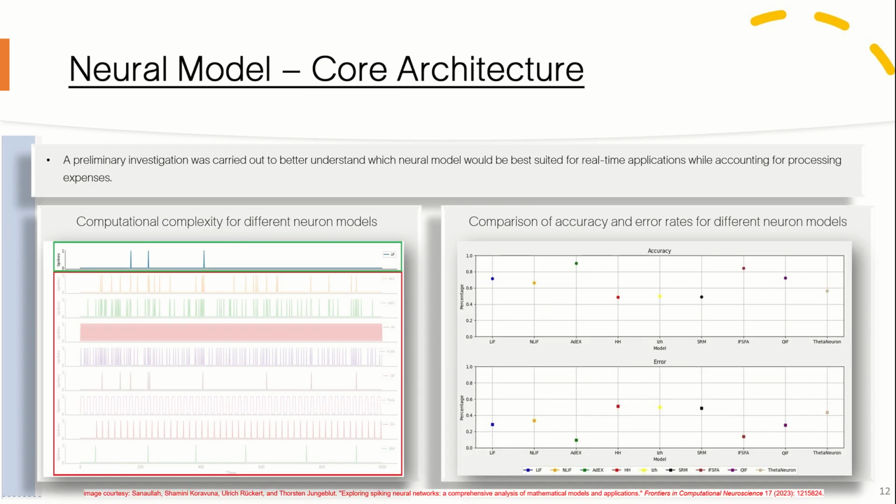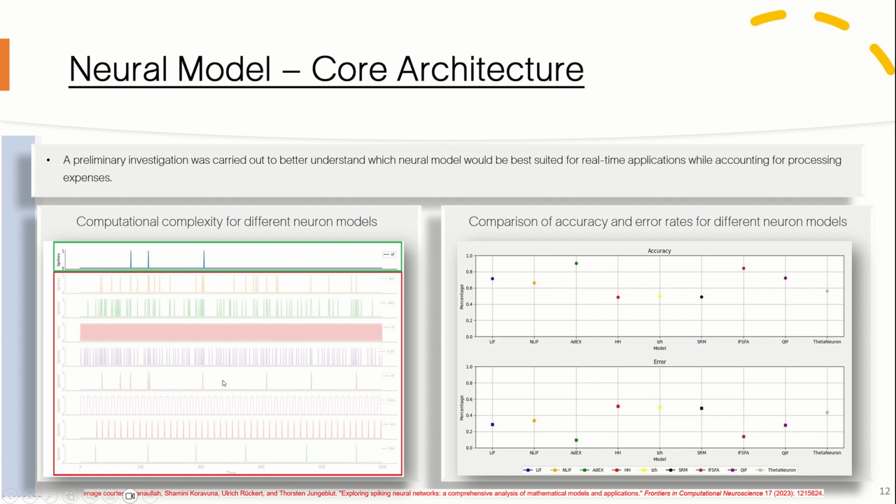Then the neural model core architecture. As we said, we use a leaky integrate-and-fire neural model. Why do we use it? Because we thought it's a balanced neural model compared to the other available neural models. As you can see, the ADX performs better in all senses, but on the computational side the ADX model performs the worst compared to the leaky integrate-and-fire model, because we have to implement it on our edge device, where computation is quite important for us. So that is the reason we chose the leaky integrate-and-fire neural model.